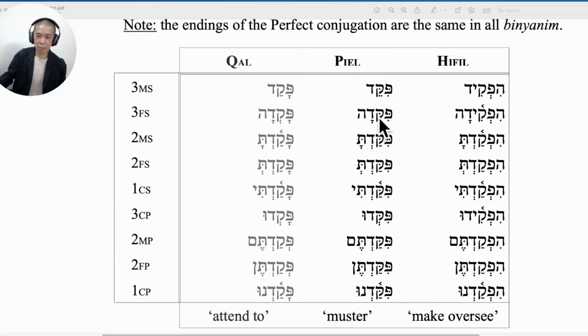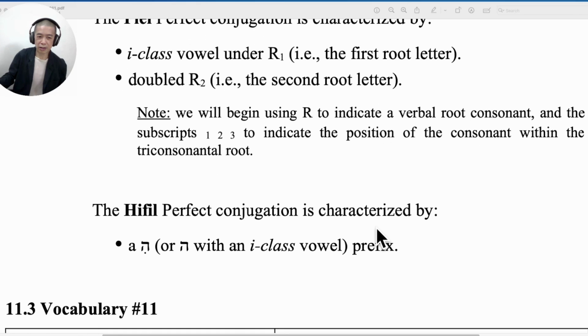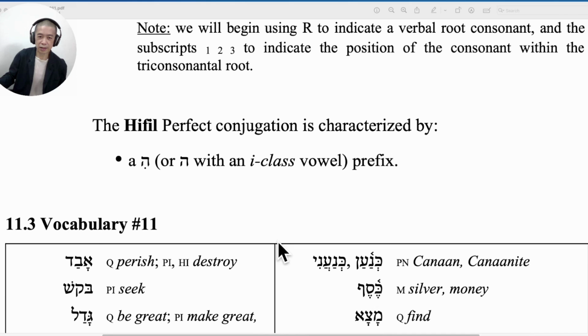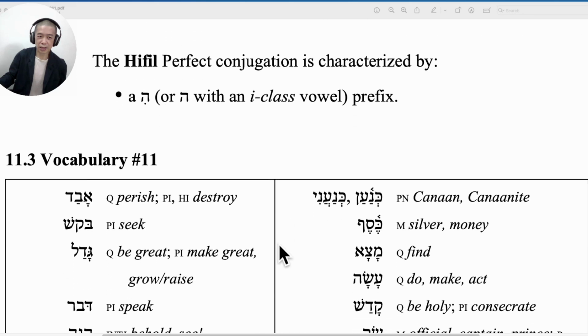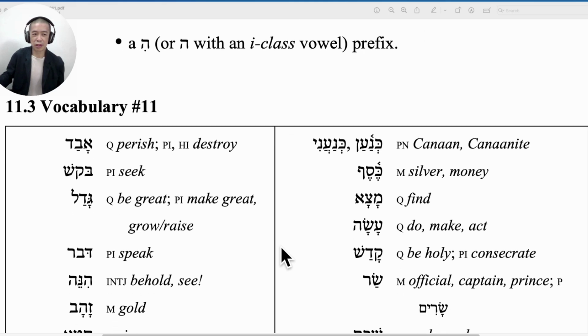So you can see the double R2 in Piel all throughout this. This Kof is double with a dagesh inside. The Hifil perfect conjugation is characterized by a He with a Hirik prefix, as previously discussed. Finally, let's take a look at some useful vocabulary.